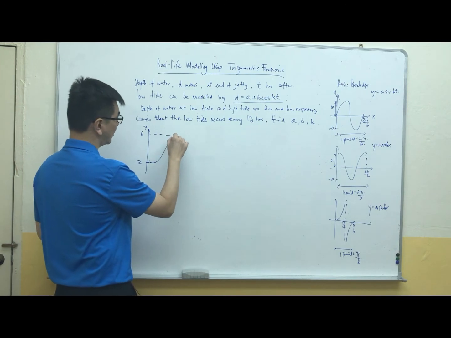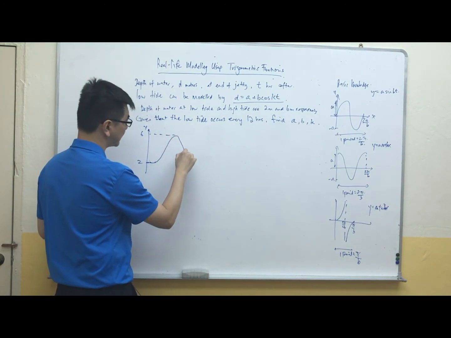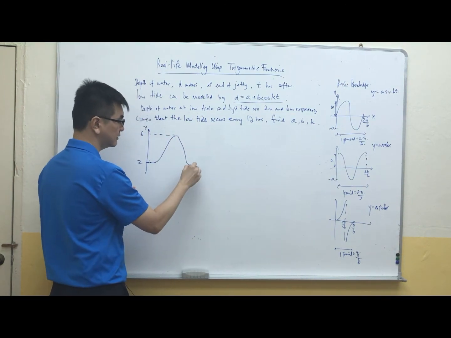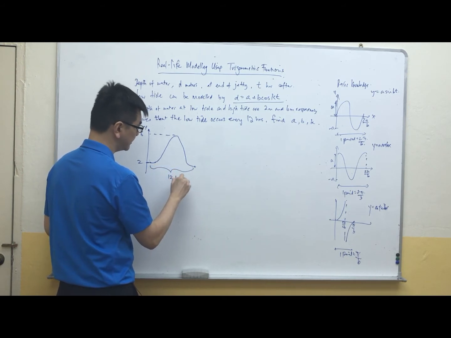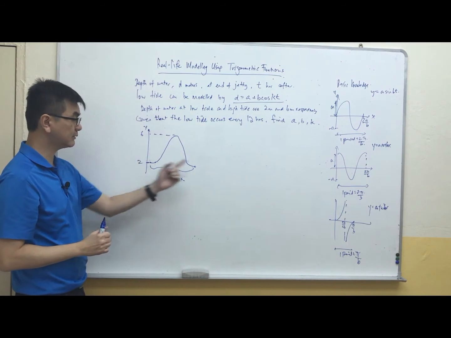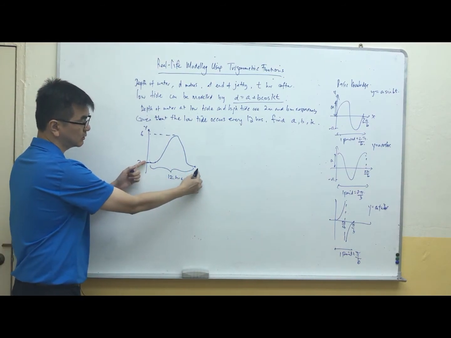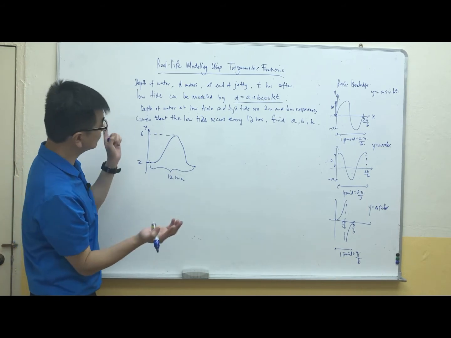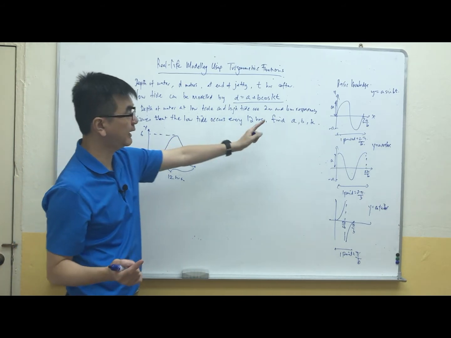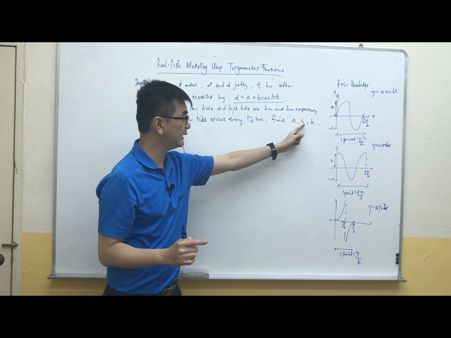From the high tide to the next low tide is another half a cycle, so I've got 12 hours here. So that is one period, from low tide to low tide, minimum point to minimum point. So let's find out my unknowns a, b, k.